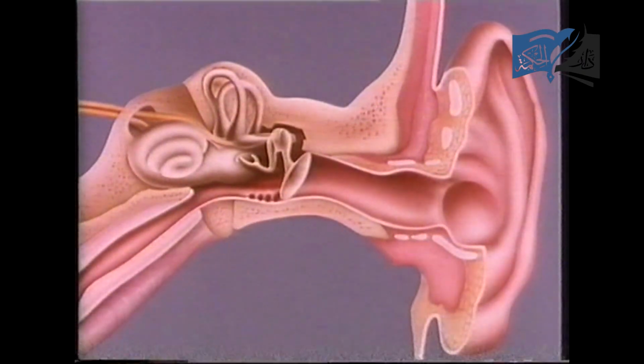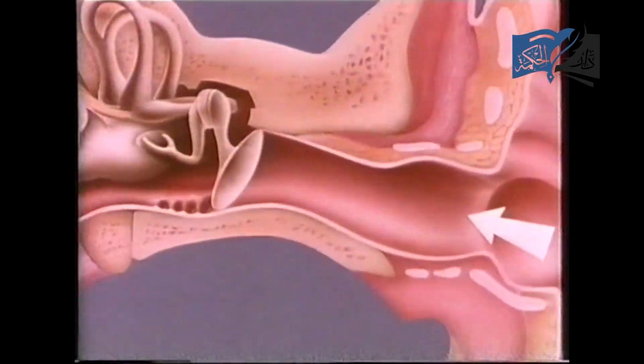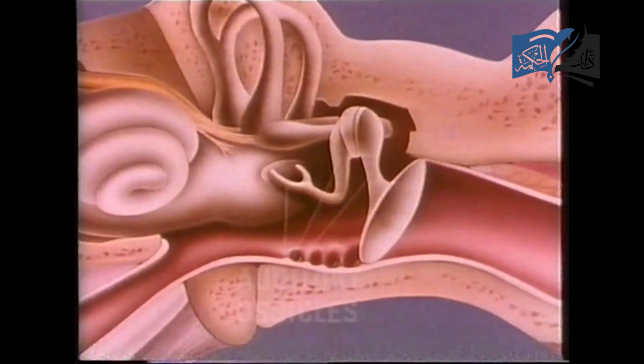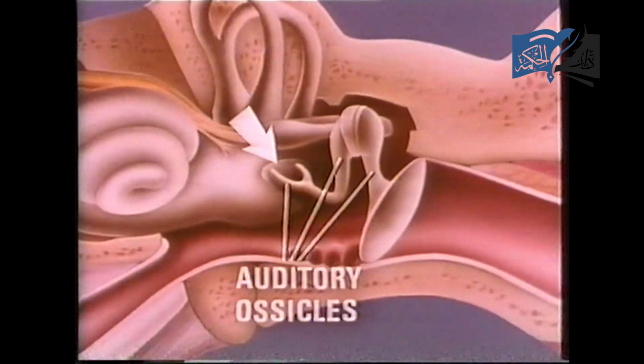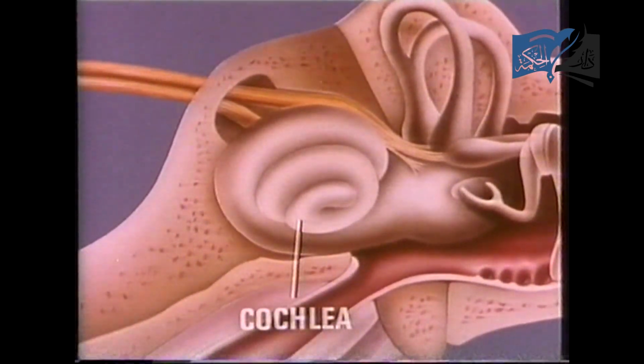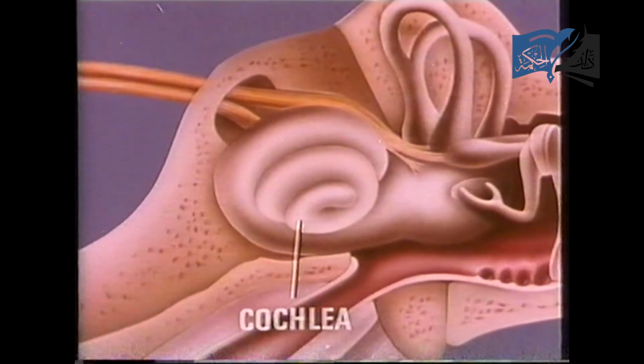You probably know the three parts of the ear. The external ear, which has a tube leading to the tympanic membrane. The middle ear, containing three small bones, the auditory ossicles, and another membrane. And finally, the inner ear, named the cochlea for its shape. Cochlea is Latin for snail. The cochlea contains the actual sense organs of hearing.